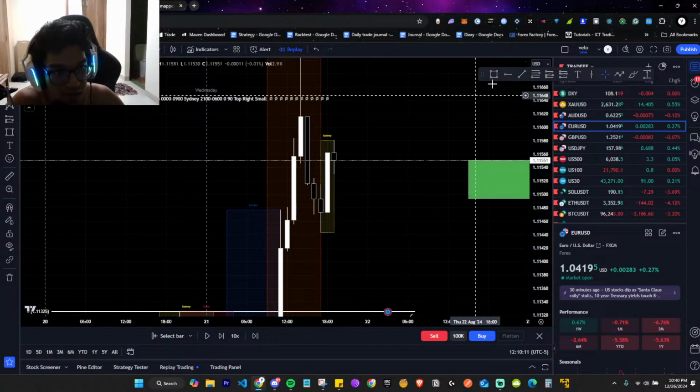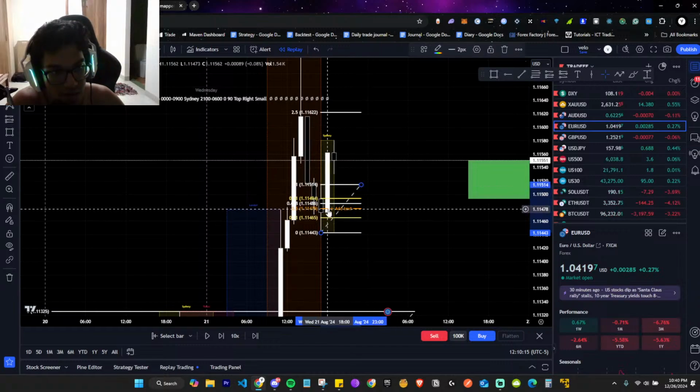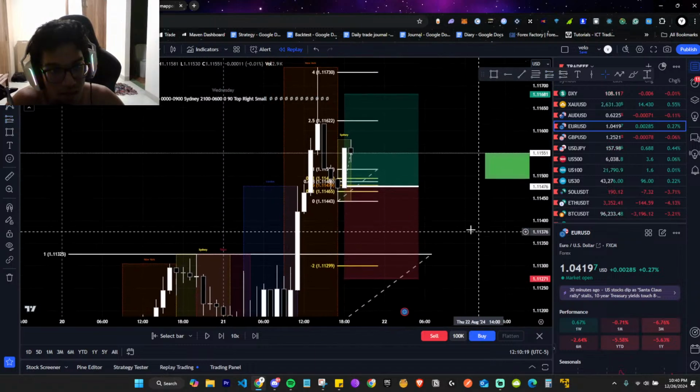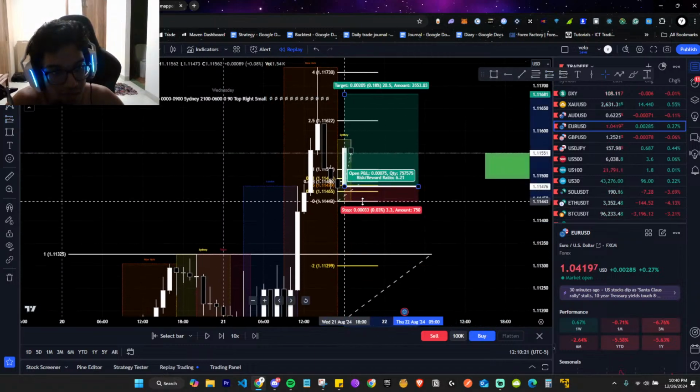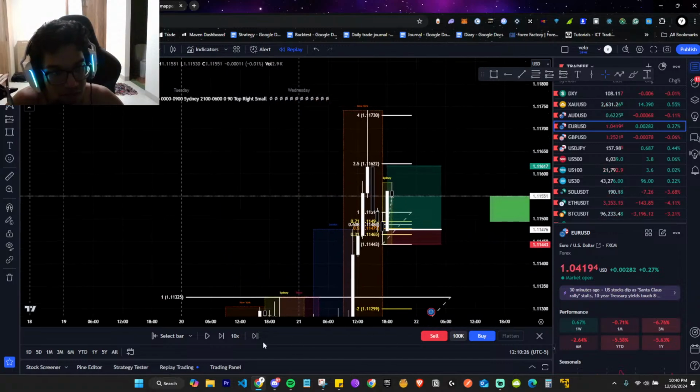Just going to get rid of this first. So as you can see, it's holding 0.5, as you can see on this second hour candle. And you can see if we buy from here, if we put our stops at the low, and we put our TP here.